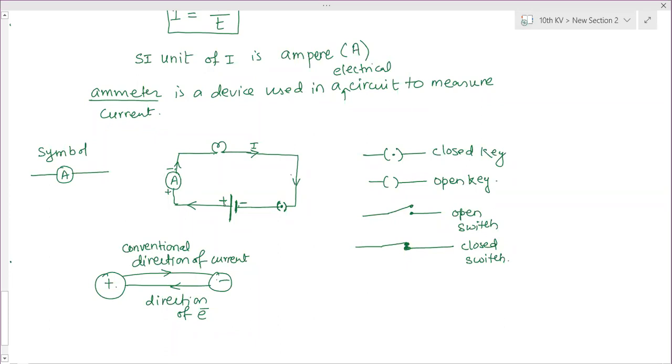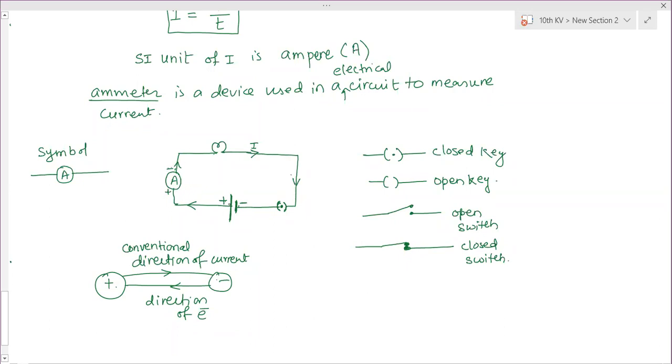So this means here the positive terminal of the battery has been connected to the positive terminal of the ammeter. From the negative terminal of the ammeter, through the devices, it will go to the negative terminal of the battery. So this connection is very important, positive and negative. Positive should be connected to the positive, and negative will connect to the negative terminal.